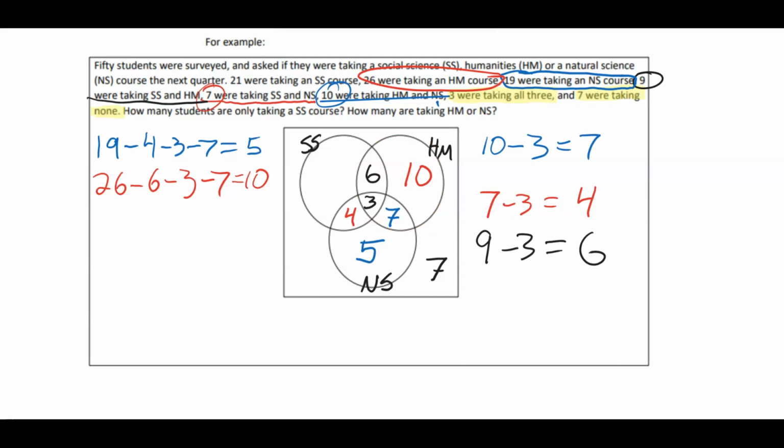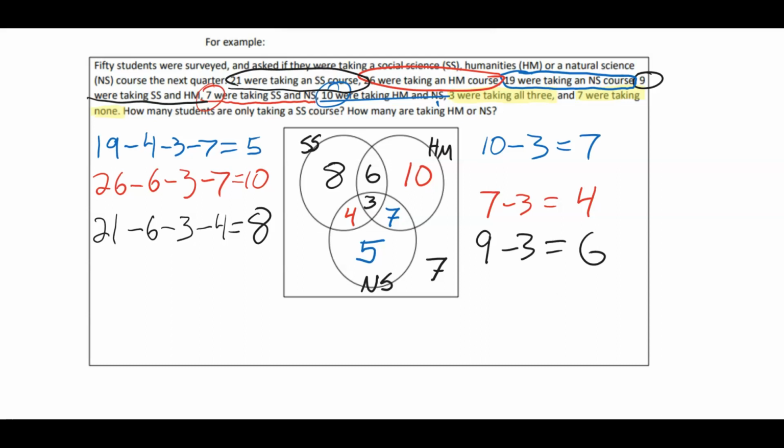And then they say 21 were taking an SS course. So this is the SS course circle. Those 4 numbers, the blank and the other 3, should add up to 21. So if we do 21 minus 6 minus 3 minus 4, that should give us the remainder, 8. That's 11 minus 3, yep, 8. And what we have now is a completed Venn diagram.